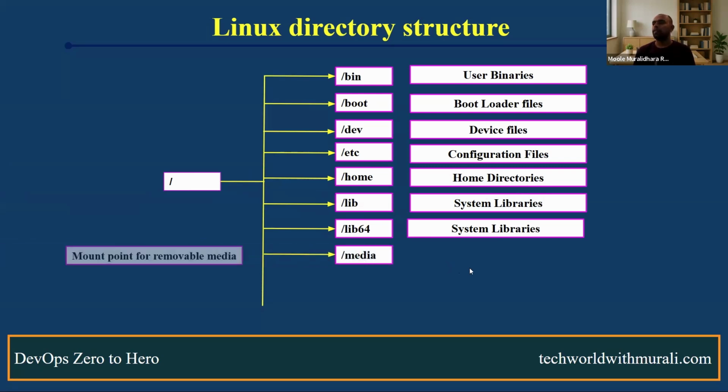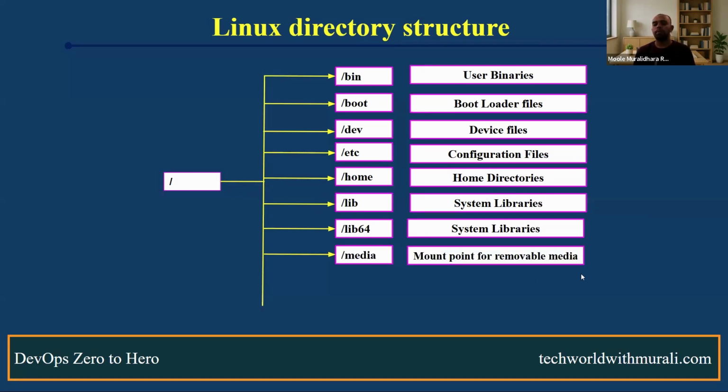And the media directory, if you want to define any mount point for removable media, we can define it here, but we won't use media when you use an Amazon EC2 instance. Clear, right? And mnt, if you want to temporarily mount a file system, we can use this particular mnt, but this one also we very rarely use. You don't need to worry much about that.